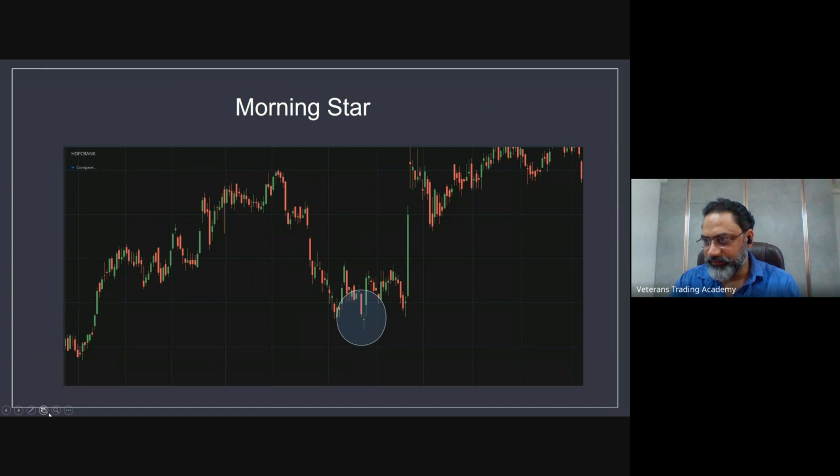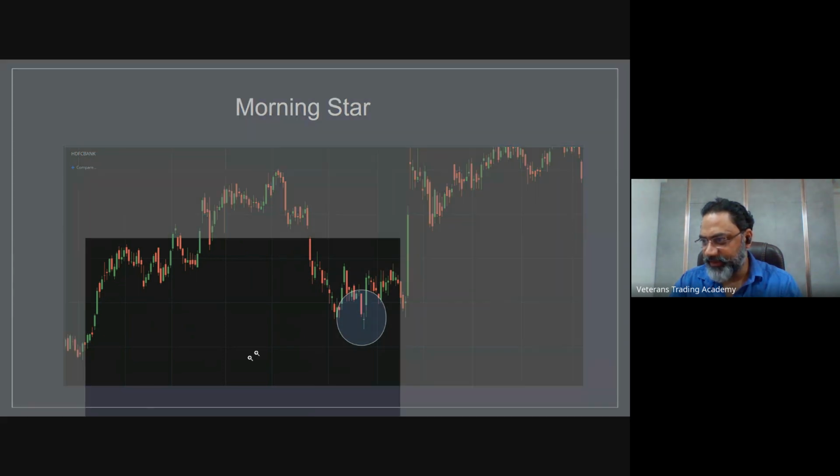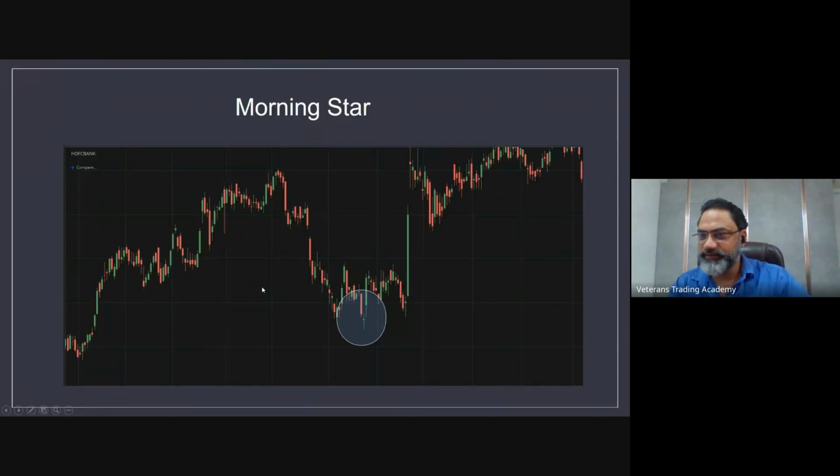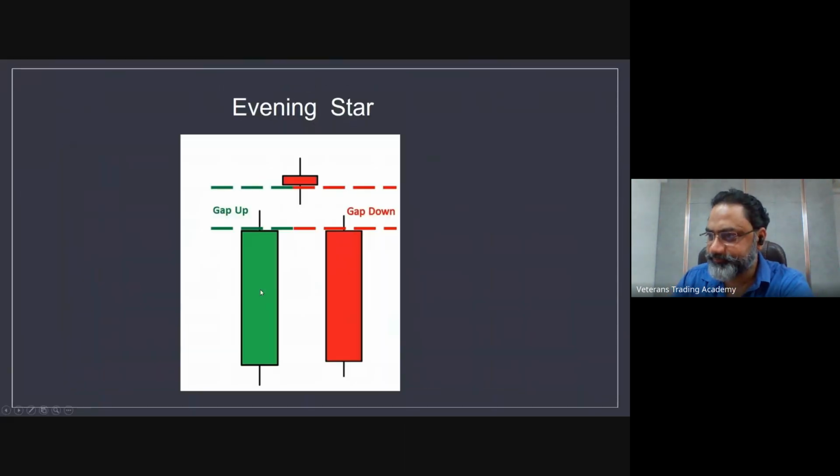So this is again a chart of HDFC Bank in which a morning star is marked. There's a gap down opening, the market remains in a range, makes a doji, and the next day there's a gap up and the market rallies. And it again marks a change in the trend.